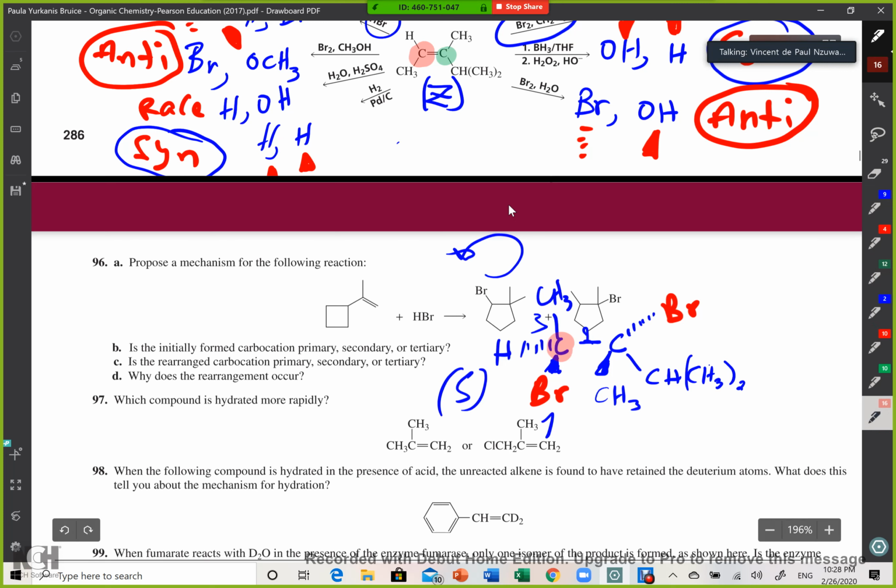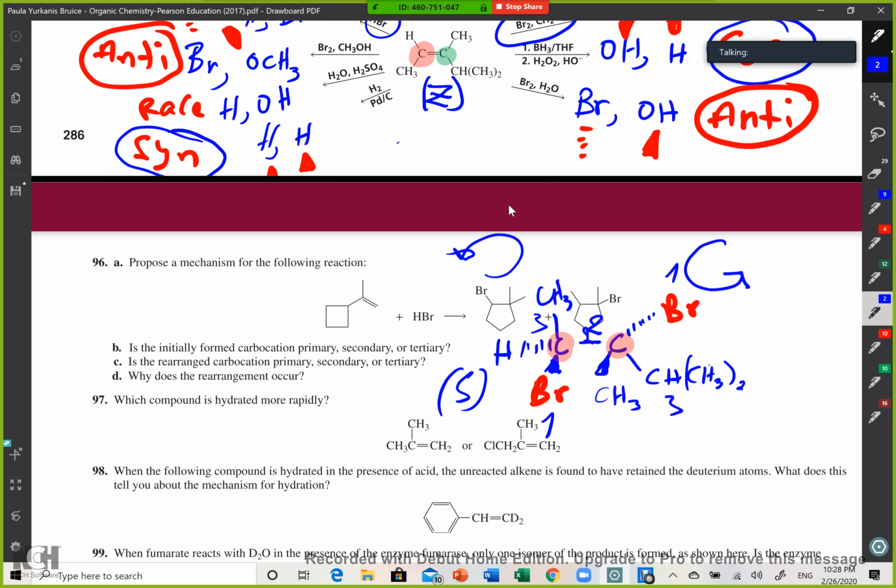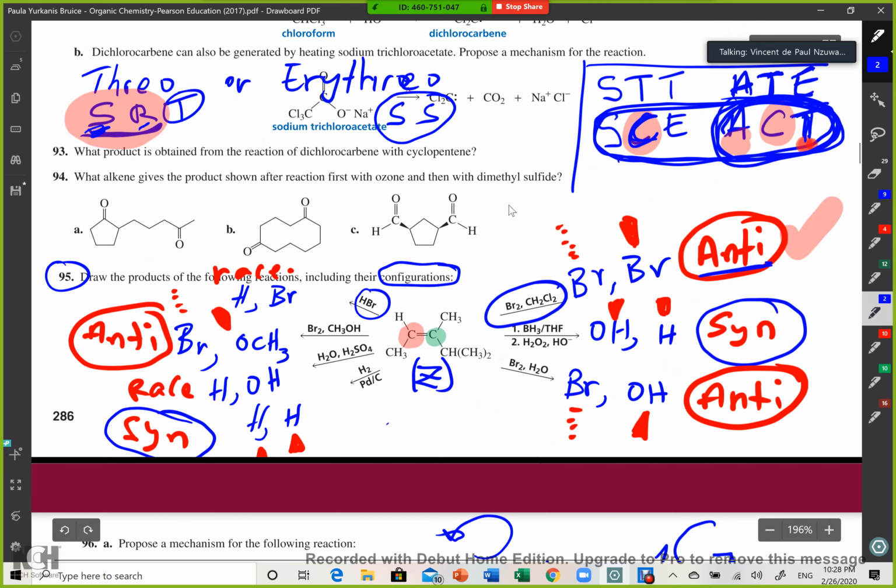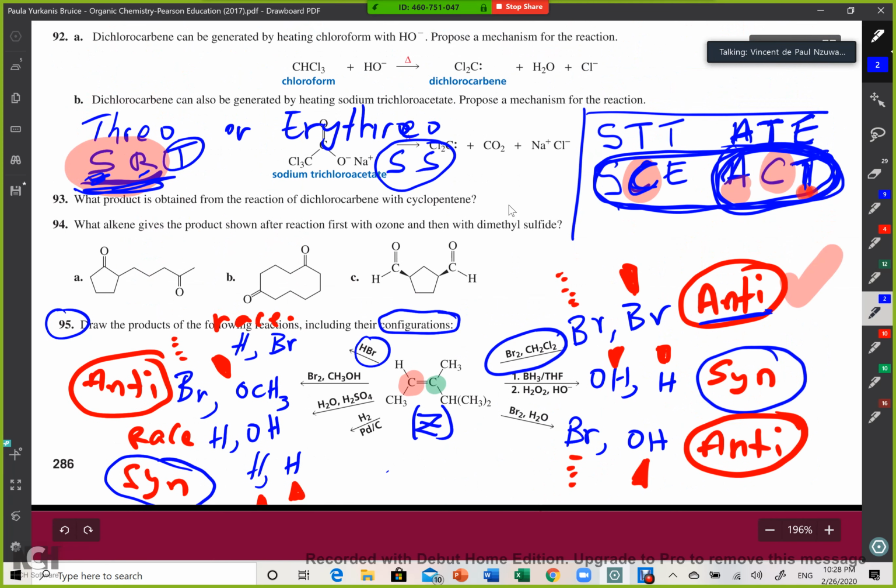Now let's check the other center, this other one here. Let's check that center and see. With that center, this is my priority number one. This will be priority number two, and that will be priority number three. So with this center, I'm traveling in this direction. That is a counterclockwise direction. But the lowest group is not on the dash. So because the lowest group is not on the dash, I reverse the direction and this becomes R. Do you see that? So now my centers are SR. And remember what we said, SR means trio.